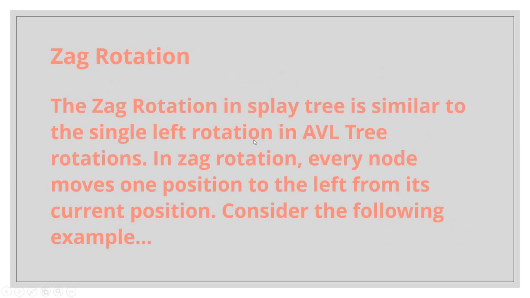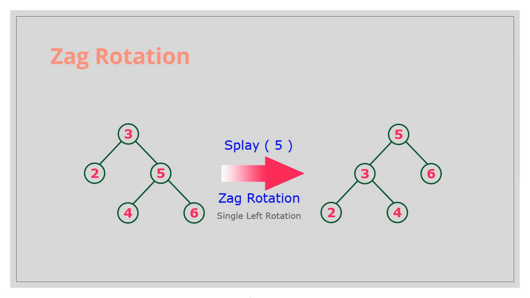So the zag rotation in a Splay tree is similar to the single left operation in AVL tree rotation. In zag rotation, every node moves one position to the left from its current position. Consider the following example. The left is because if you are looking at the screen, it's your right, but there it's left. So here is a single left operation. They are going to the left here.